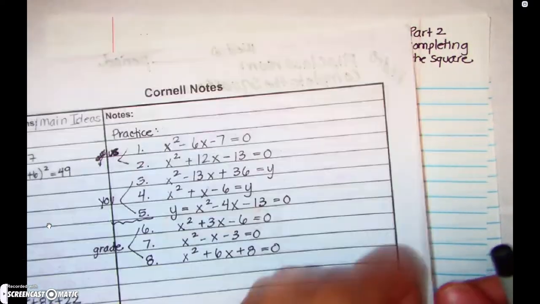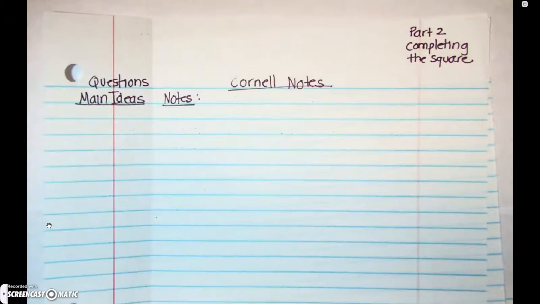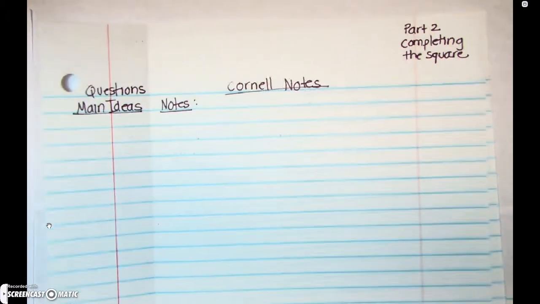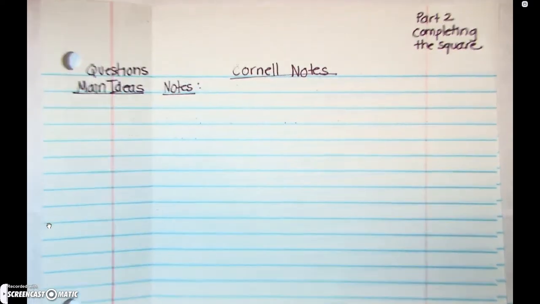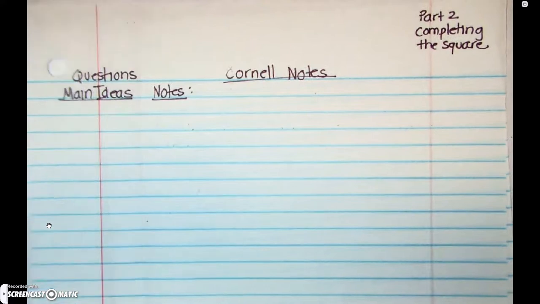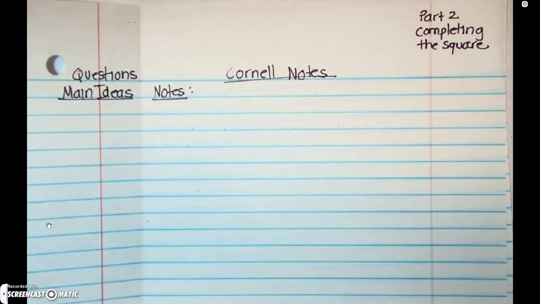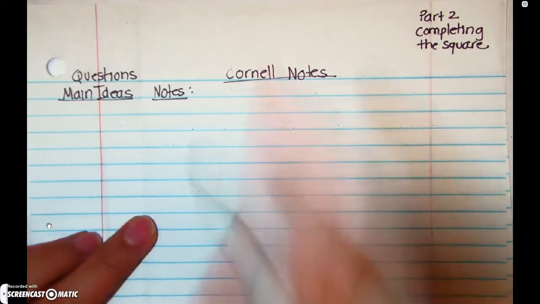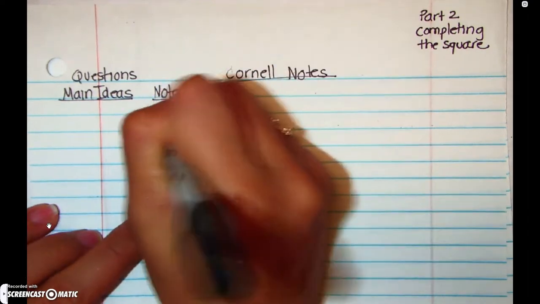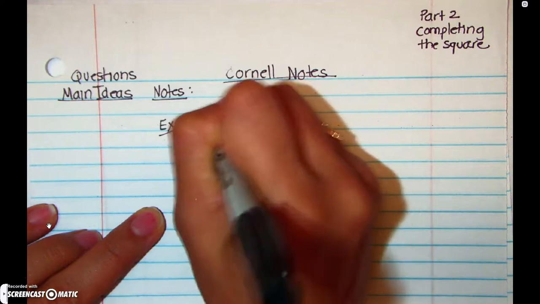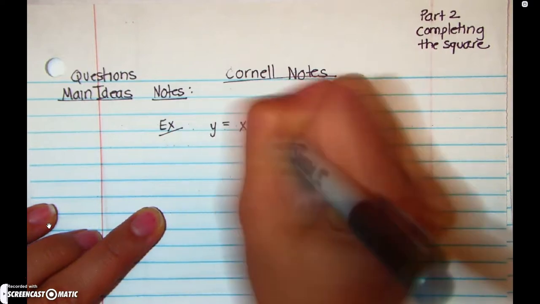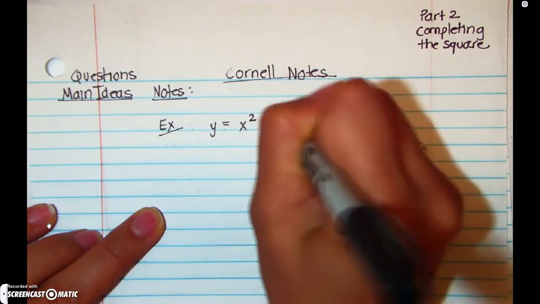So just pretend that you turn the sheet to the back. I didn't bring my copy home, so I'm just going to have to do it on a separate sheet of paper. But you guys can go ahead and write this part 2 on the back of the notes that you took yesterday. The first example that I wanted to do is, I want to go ahead and go through all the steps with you again. The example would be y equals x squared plus 8x plus 22.